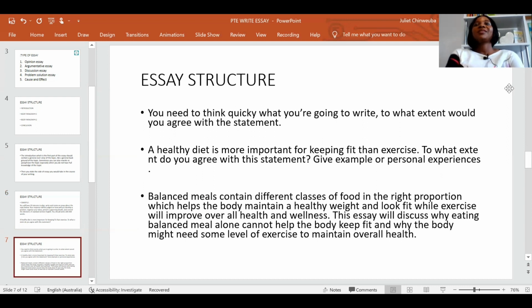Okay, so you need to think quickly about what you're going to write. If you're going to be writing the essay from your head, you need to think quickly about what you're going to write, to what extent you would agree with the statement. Now, it doesn't matter if you fairly agree, firmly agree or partially agree. No, it's just either you agree or disagree. Just go straight to the point.